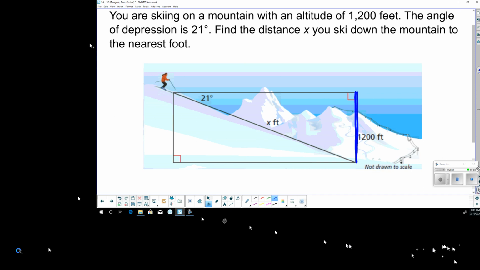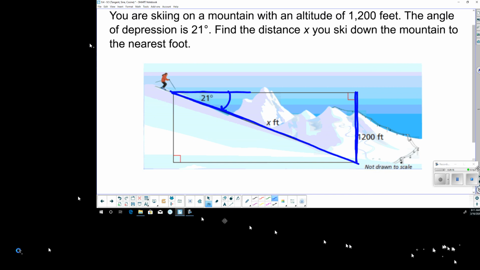An angle of elevation, we said, is from your sight line looking up. So if the angle of depression is from your sight line right there, looking down, we call that an angle of depression. Hopefully that makes sense. Elevation is up, depression is down. It wants to know, find the distance x you ski down the mountain. So it wants us to find this side over here, which they called x.